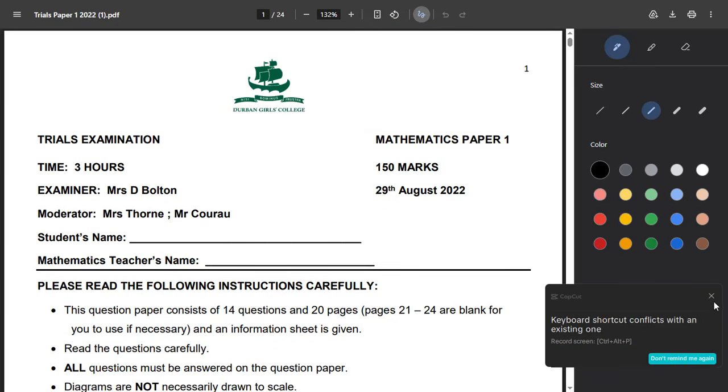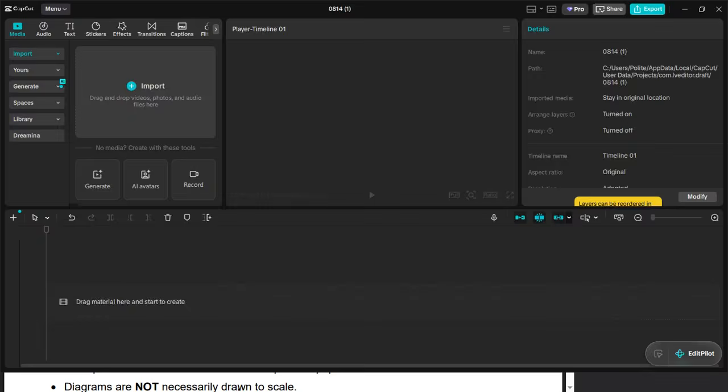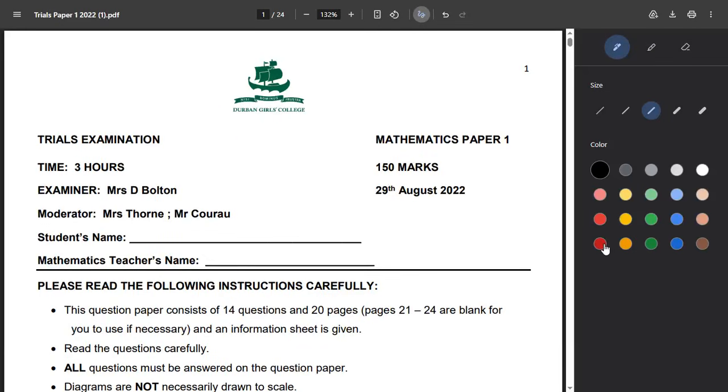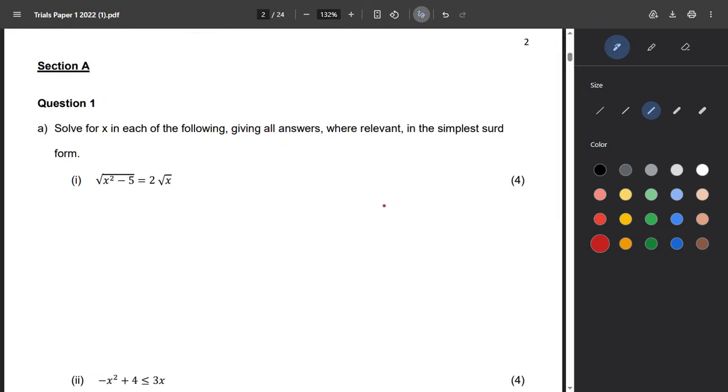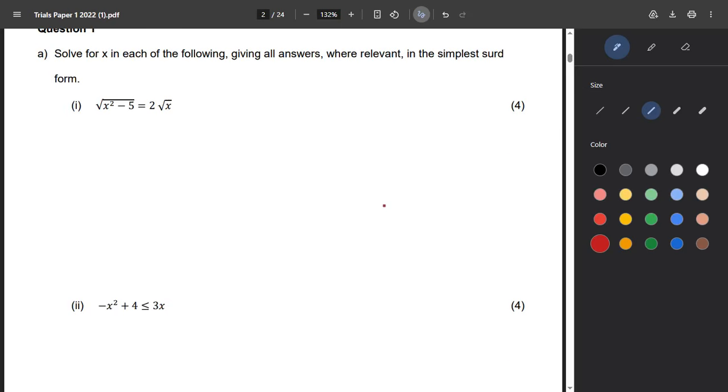Okay, grade 12. Let's look at this past paper here. This is the trial exam past paper from Devon Girls College, 2022. I'm going to try and answer some of the questions from this past paper. If possible, maybe we can do the whole paper. I don't know, but let's get started.